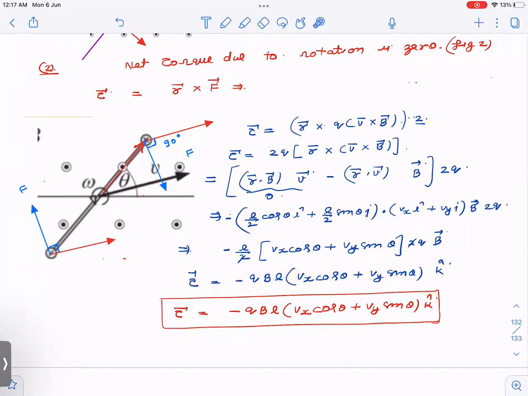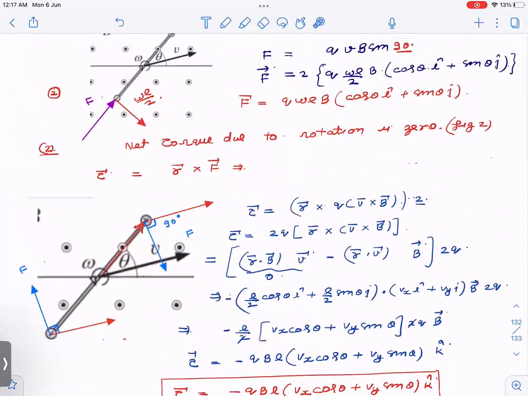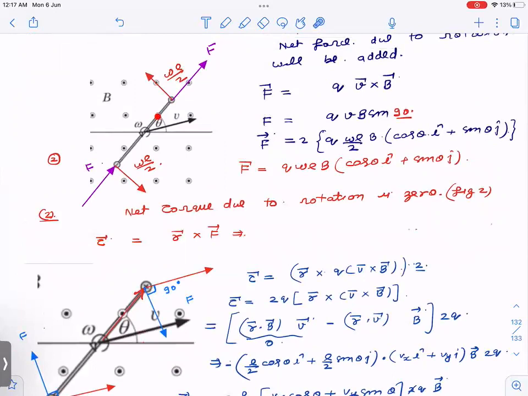So the point is that the net torque is coming due to what? Translational motion, but the net force is coming due to rotational motion, fine. So that was my analysis.